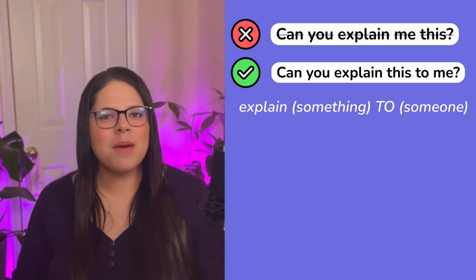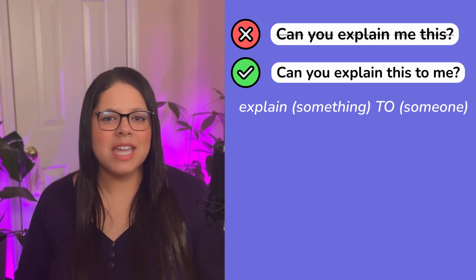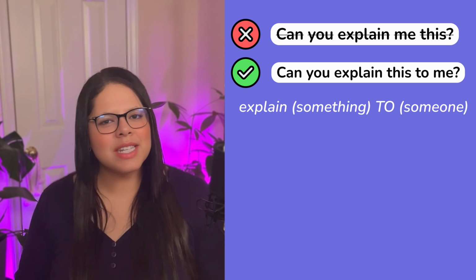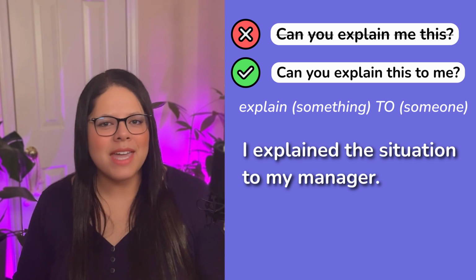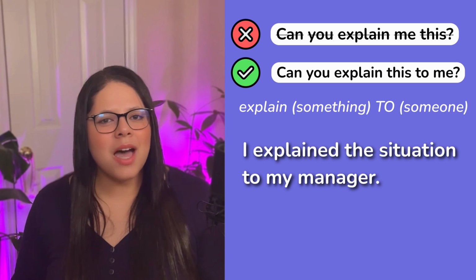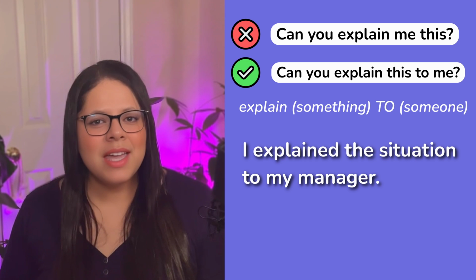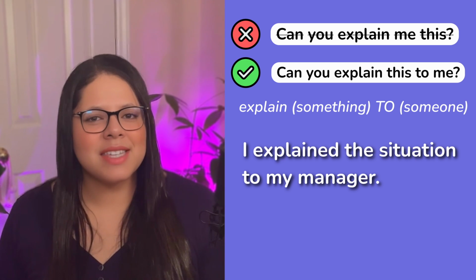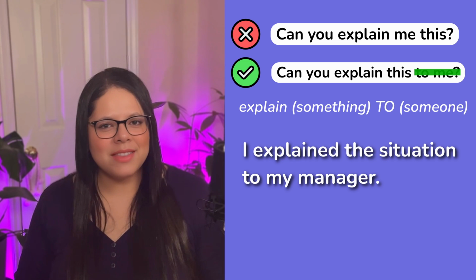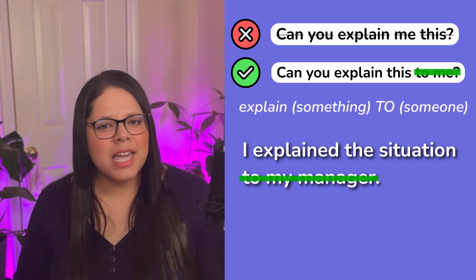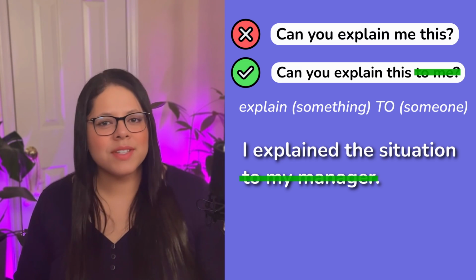If information about the person is necessary in a specific context, use an indirect object. I explained the situation to my manager. But the indirect object is only necessary if it's not clear from context exactly who receives the explanation. Can you explain this? And I explained the situation are perfectly fine.